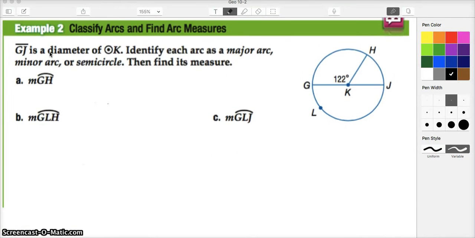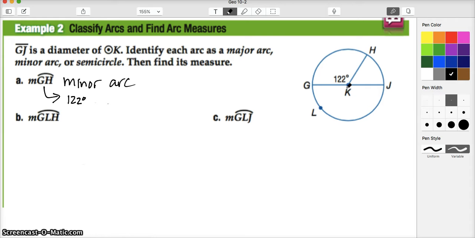I don't know why they don't do arc measure as a specific definition, but anyway, it's there. So classify arcs and find arc measures. That's not going to be too hard for us. We see that GJ is a diameter, so that gives us some information. Identify the major arc, minor arc, or semicircle, then find the measure. Okay, we can do this. Here we know just by the naming that this is a minor arc, so I'm going to jot down minor. Then we look to find the measure, and the measure is the central angle, 122 degrees. And we're done with that one.